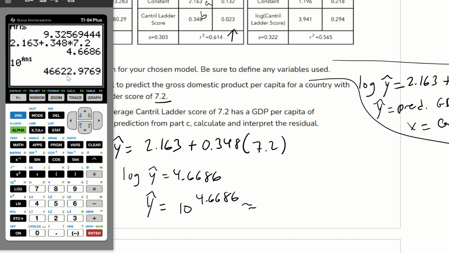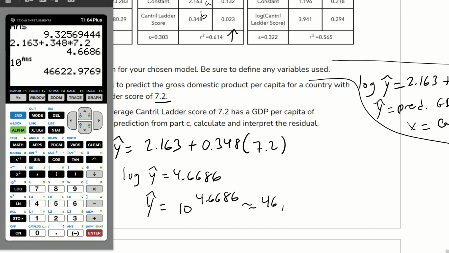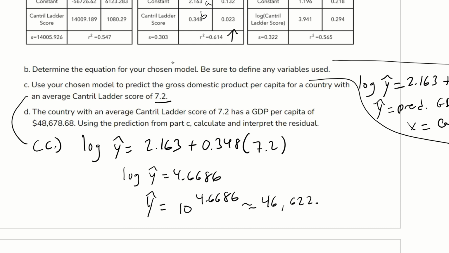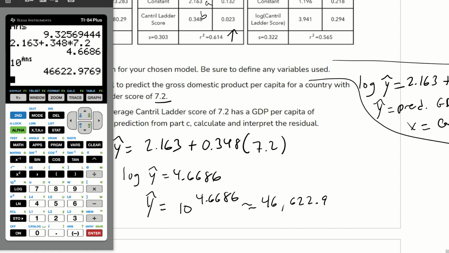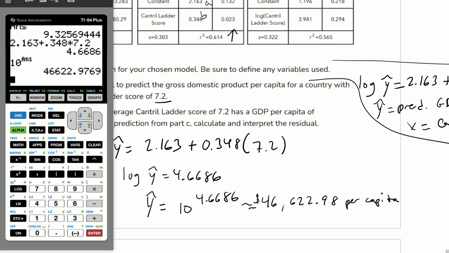So we got 46,620.98 dollars per capita. All right, so that takes care of part C. Let me double check the number. All right.